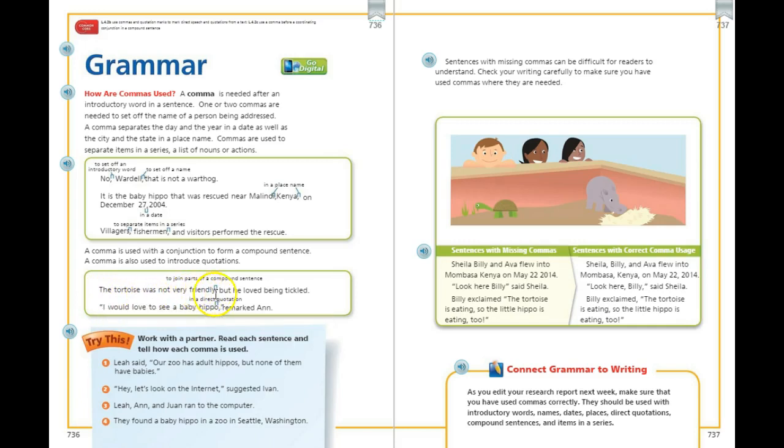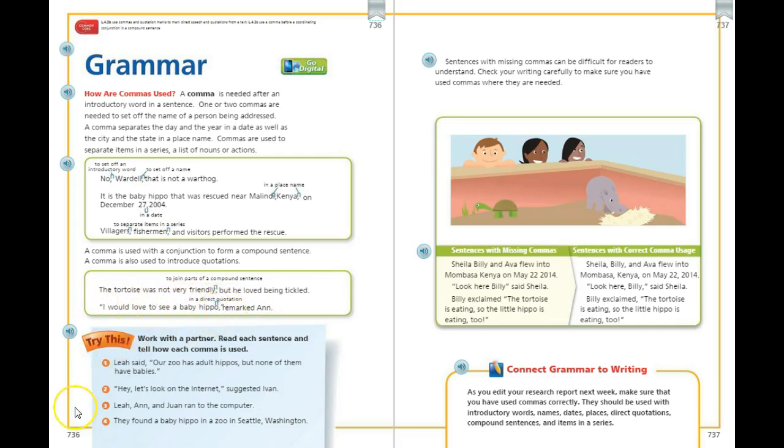The tortoise was not very friendly, comma, there's our coordinating conjunction that needs to come before "but he loved being tickled." Okay, here's a direct quote. "I would love to see a baby hippo," comma, end quotation, remarked Anne. This is setting off her direct words.